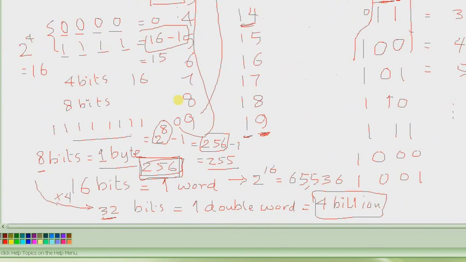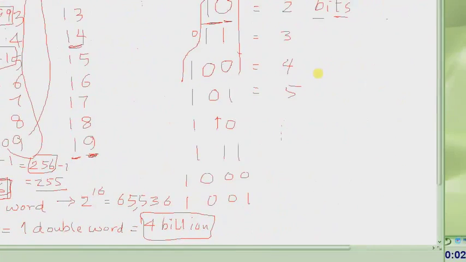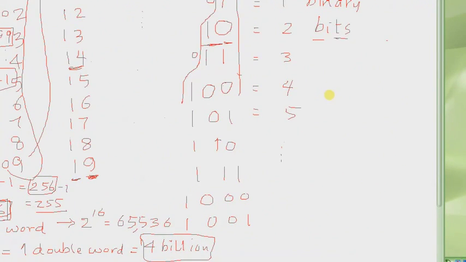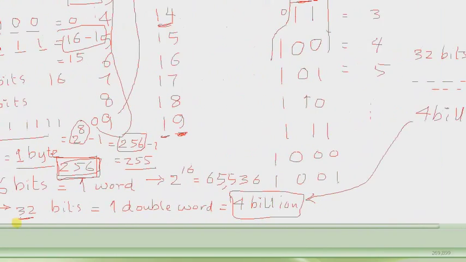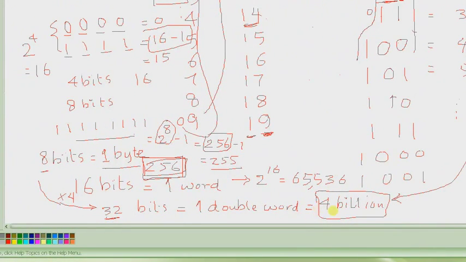Anyway, this is the introduction. If I have a memory location somewhere in the computer which has 32 bits of space, and I ask you what is the maximum number, or how many total numbers, you can write in this much space using the binary number system, you should answer me 4 billion, because 32 bits is equal to 1 double word.